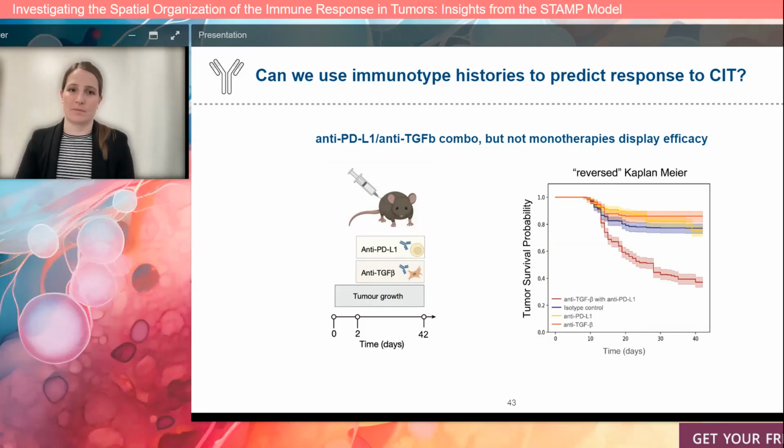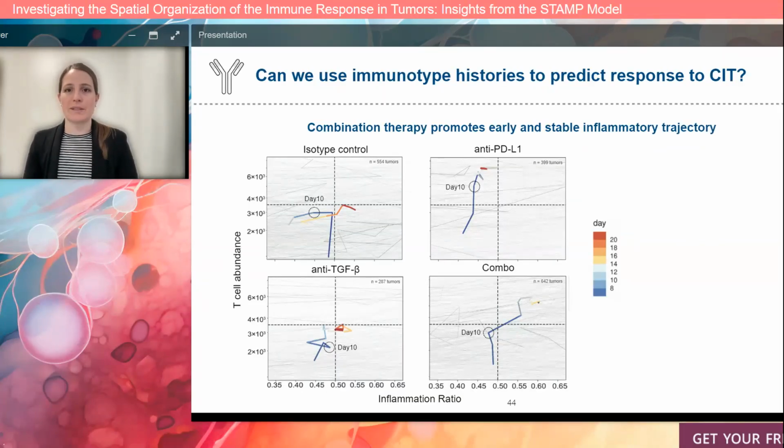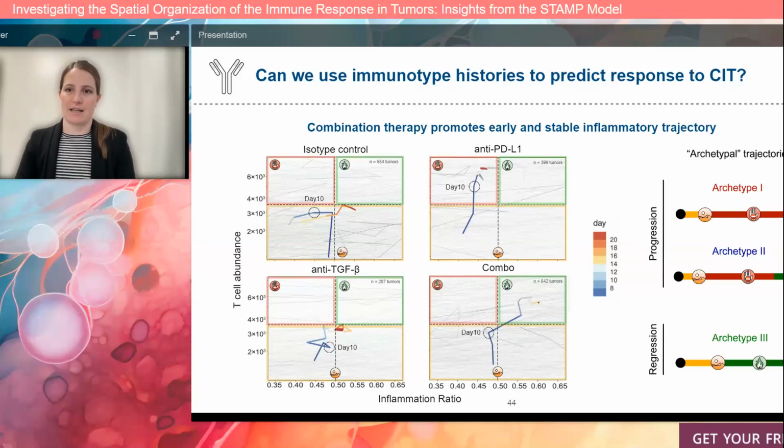And so what's happening in terms of the trajectories? Well, when we looked at this, we saw that each treatment was promoting a different type of trajectory. So in the control, we had our typical sort of trajectory, which looks a good bit like archetype 2. So here, tumors begin in a desert state, traverse to a more excluded state, and ultimately become inflamed. In general, in the control, there was relatively low T cell infiltration. And the pattern was quite similar with anti-TGF-beta. So again, we saw this archetype 2, or lowly T cell infiltrated state.